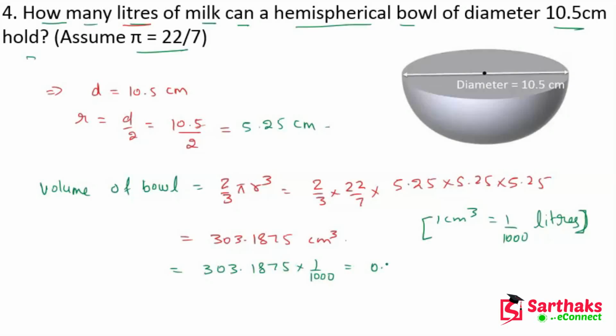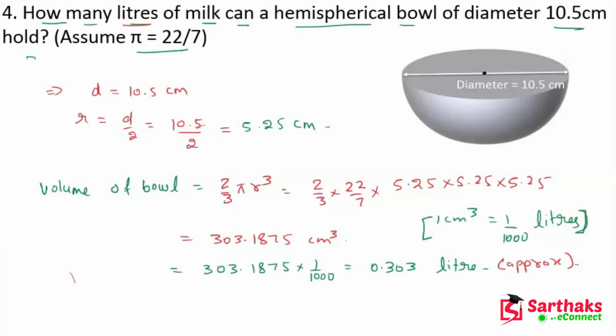So we get 0.303 liter. Okay, so this is the approximate answer. We can write this is the approx answer. I hope, my dear friend, you understand these things. So we can say the hemispherical bowl can hold 0.303 liter of milk.